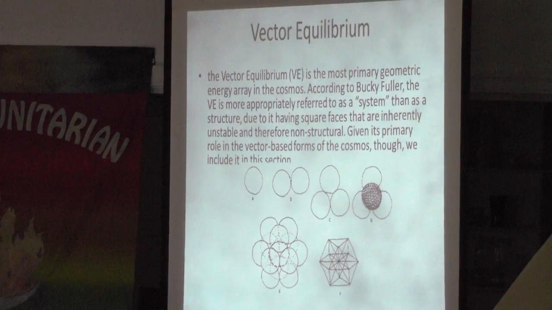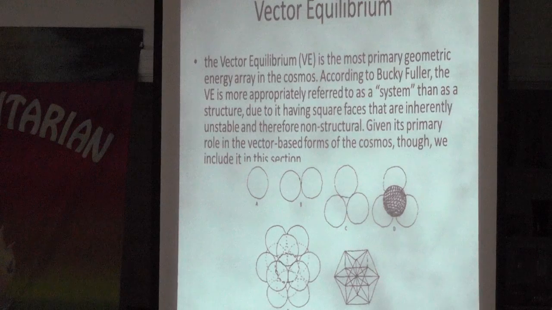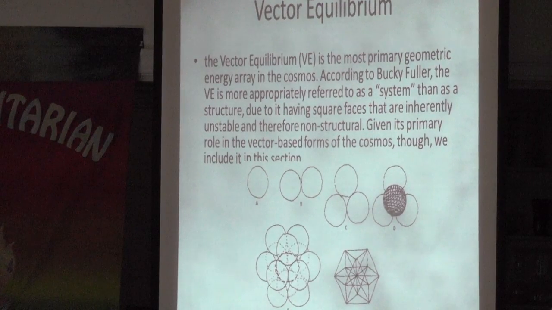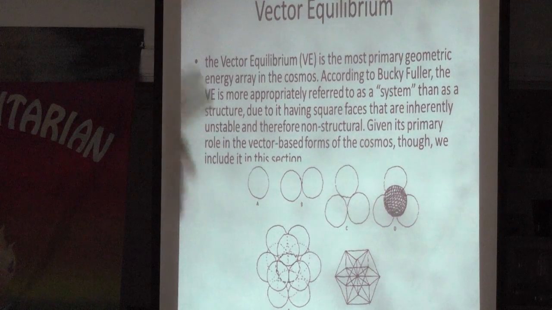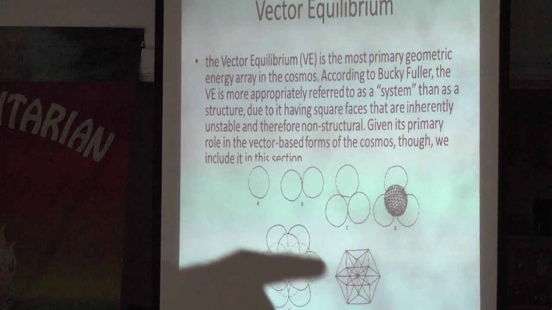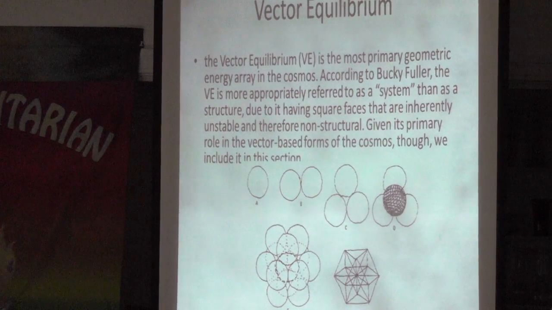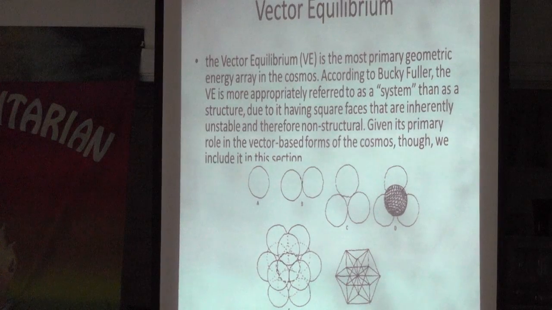Now there's another shape that is really common in chemistry and in physics. Buckminster Fuller called it the vector equilibrium, and it comes out of this seed of life. All of the points are the same distance. It's basically the most balanced energetic shape that you can have in nature, as far as different people have determined. So it has different names.